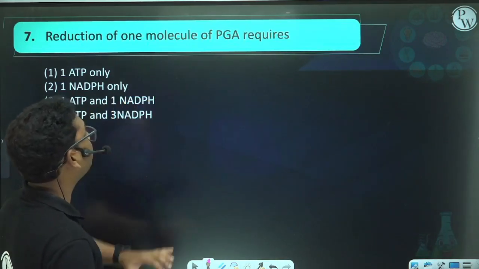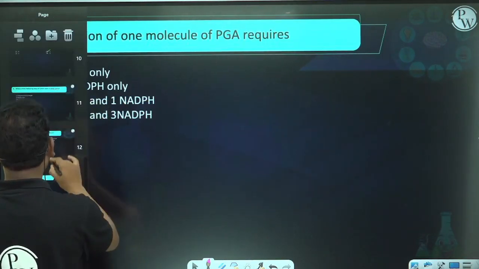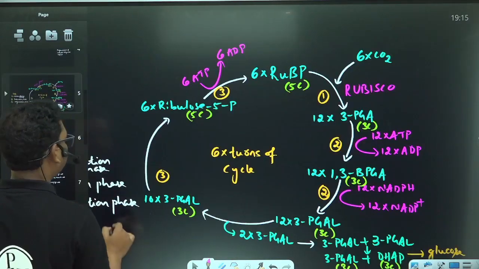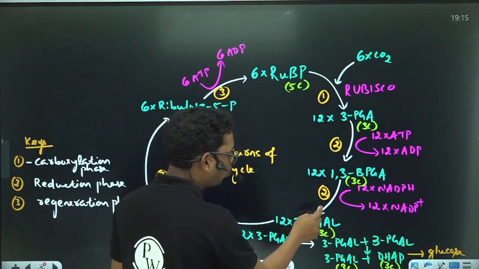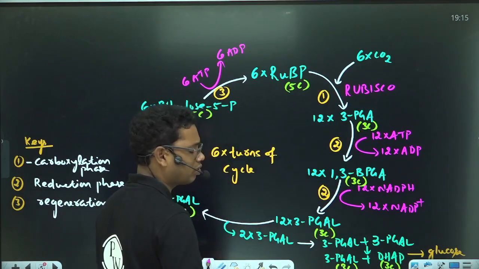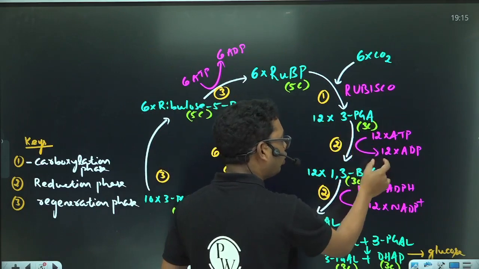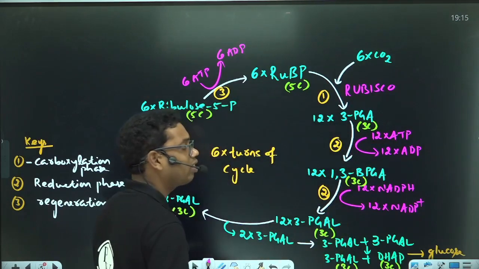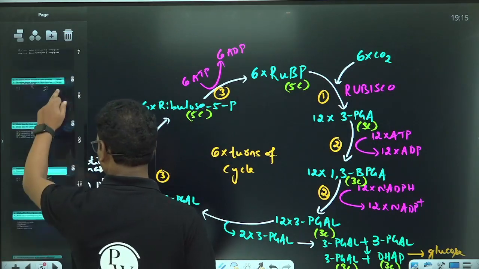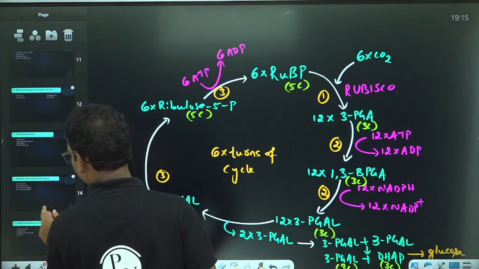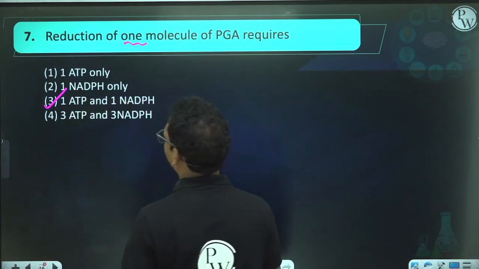Next. Reduction of 1 molecule of PGA requires what? It requires 1 ATP and 1 NADPH. You can see here that 12 molecules of PGA, when they undergo reduction, will produce 12 molecules of phosphoglyceraldehyde. And that requires 12 molecules of ATP and 12 molecules of NADPH. And that is why I can say reduction of 1 molecule of PGA will require 1 ATP and 1 NADPH.